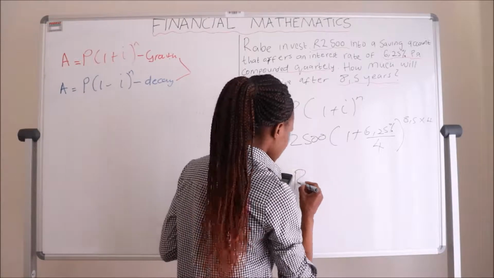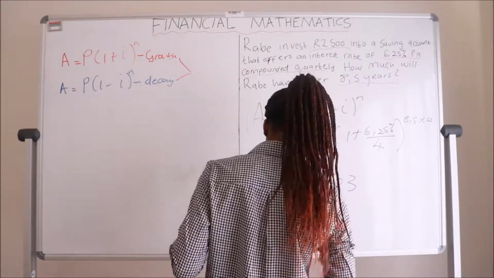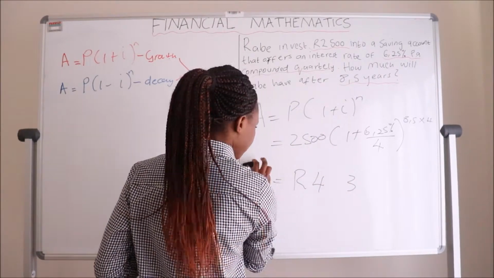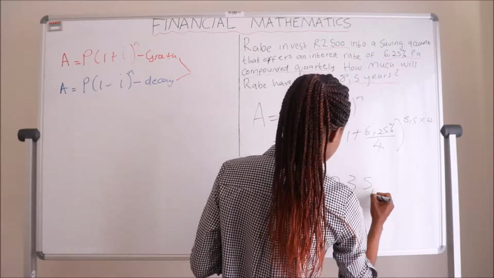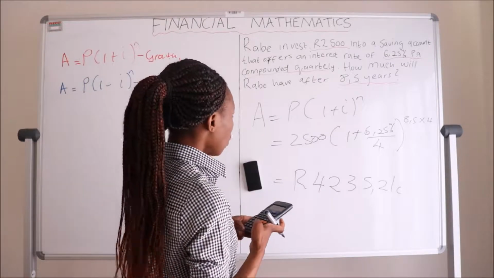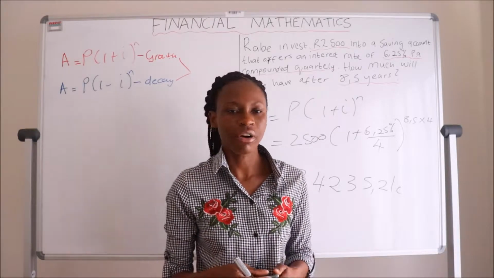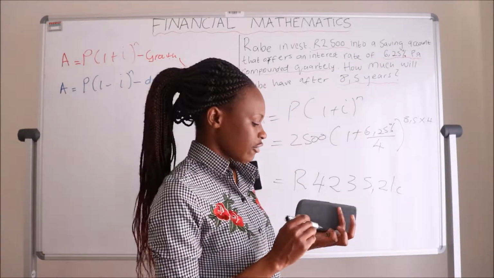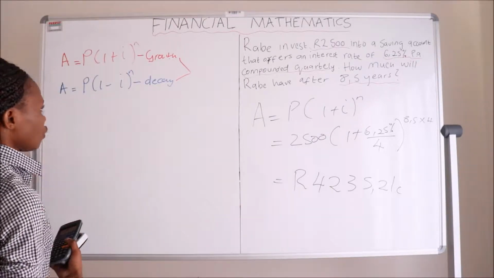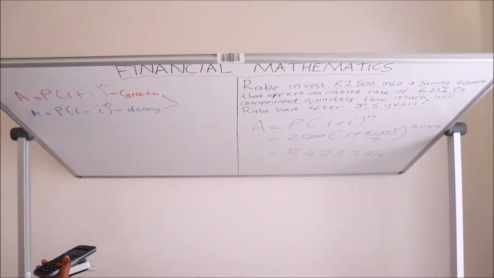The investment will be equal to 4,235.21 after 8.5 years. Sorry, it's actually a 2 there. So Rabe would have gained 1,735 in a period of 8.5 years. This investment was a gain, because this person gained about 1,700 in 8.5 years. I hope you understood this question.